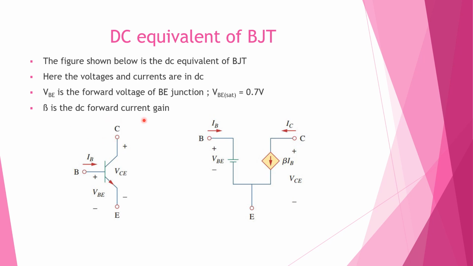And beta is the DC forward current gain. So here it is shown, this is a dependent current source which depends upon this current IB. So when IB is equal to 0, it will be 0, and in the other conditions, when IB has some value, there will be some collector current also flowing through this collector emitter junction.